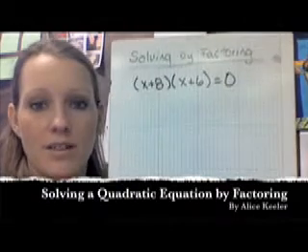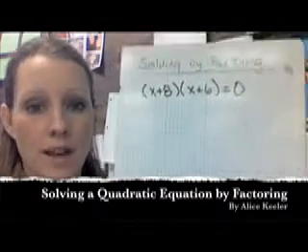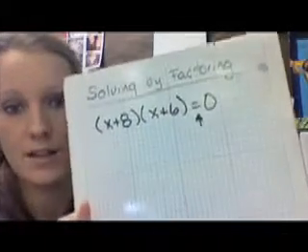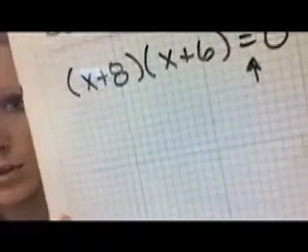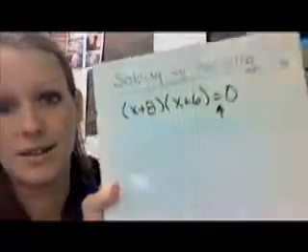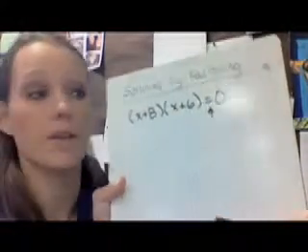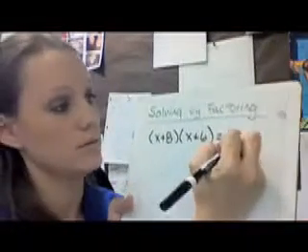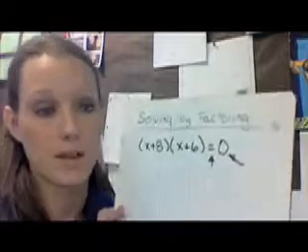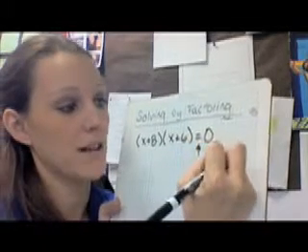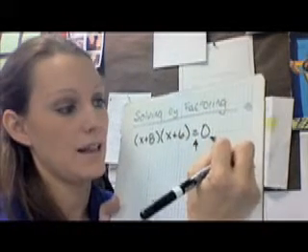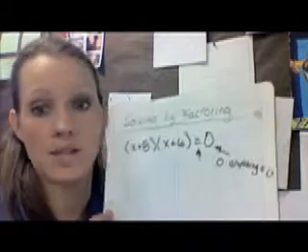Solving by factoring. The key to solving is that you have an equal sign, so you want to check for that. Equal sign, equal sign. Okay, no equal sign, no solving. And then you want to have a 0. It must equal 0 because I know that if I have 0 times anything, it equals 0.